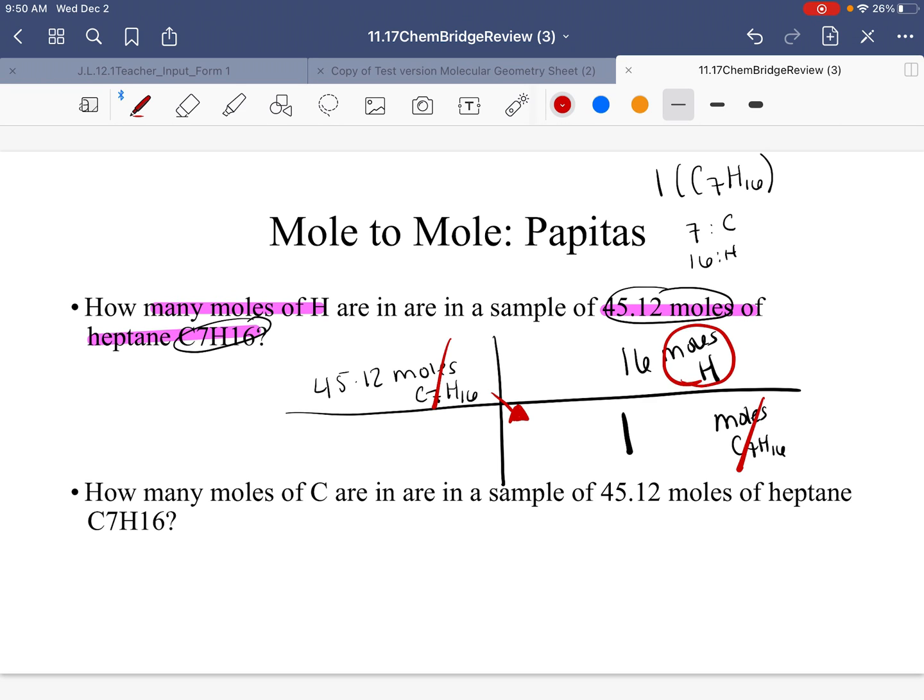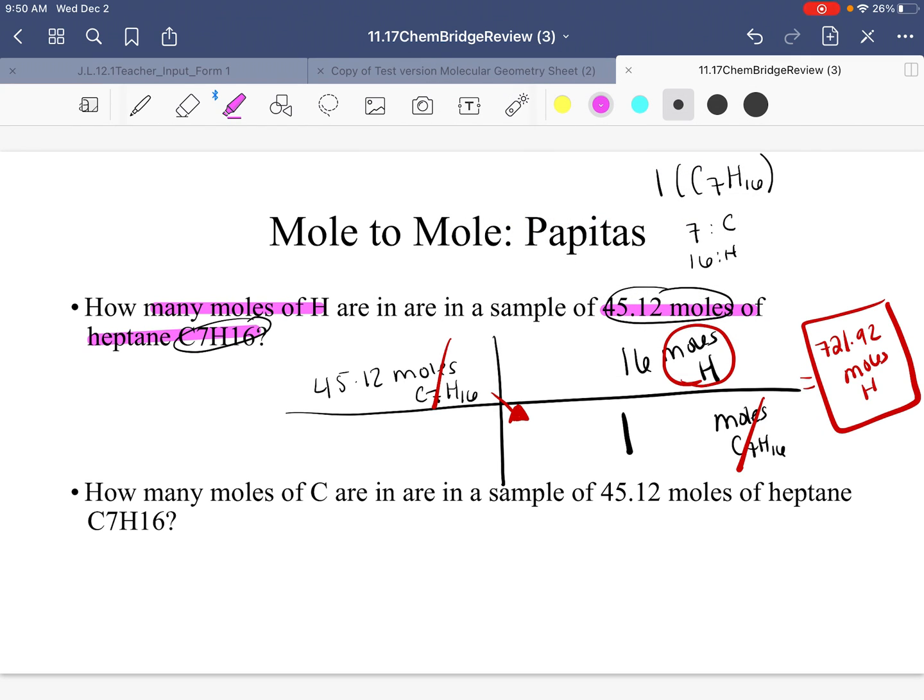That's how we know the setup is correct. You multiply across, guys. Make sure to practice it on the calculator, and you should get something like 721.92 moles of hydrogen. And that's it, guys. I want you to practice on your own the second question, and I'll provide the answer right now. So you can pause me here, practice the question on your own, and then check your work.